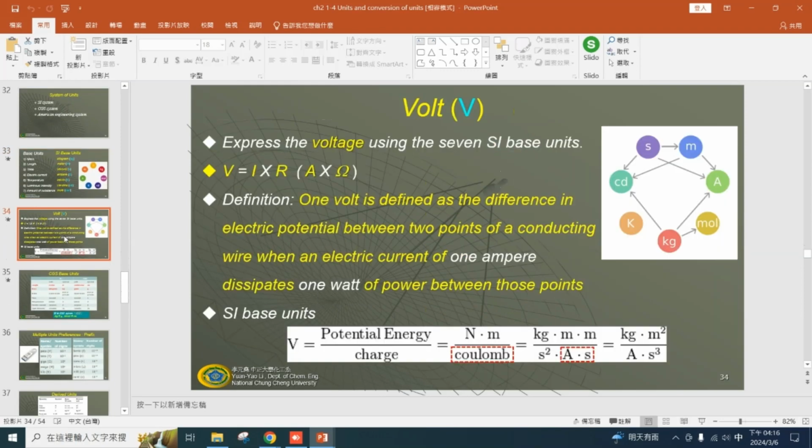So what's the voltage? Can you express the voltage using the 7 SI base units? Yes, you can, because I explained this to you last week. Can you express the ohm, the resistance, using the 7 SI base units? Yes, you can, because that is easy, since you know V equals I times R, right? V is voltage, I is current, times resistance. So this is easy.